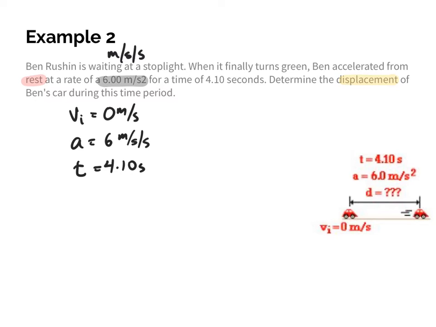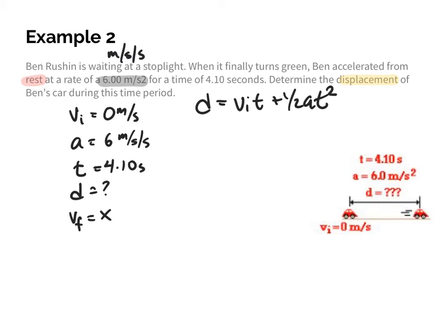So again, like the last problem, I'm solving for displacement. So what am I not given? Well, I'm not given the final velocity, and that's about it. Compared to the last problem, I don't know the final velocity. I do know time, I do know acceleration and the initial speed. So I want to solve for displacement, but I don't have the final velocity, so I need to figure out which equation allows me to do that, and that would be this equation, v_i t plus 1/2 a t squared.